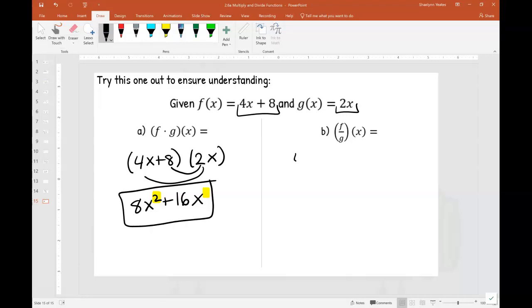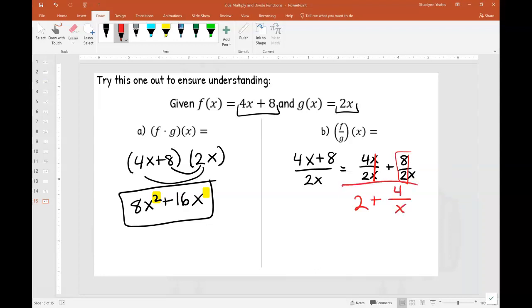Alright, let's go ahead and do this other one. So we've got 4x plus 8. We're dividing by 2x. Again, I like to split this up into 2 pieces to break it down. So I've got 4x divided by 2x. If you notice, my x's cancel out here, and I have 4 divided by 2, which is just 2. Over here, we've got 8 divided by 2, which is just 4, but I still have that x on the bottom. There's no x's for it to cancel out with, leaving us with 2 plus 4 over x. And that's the end.